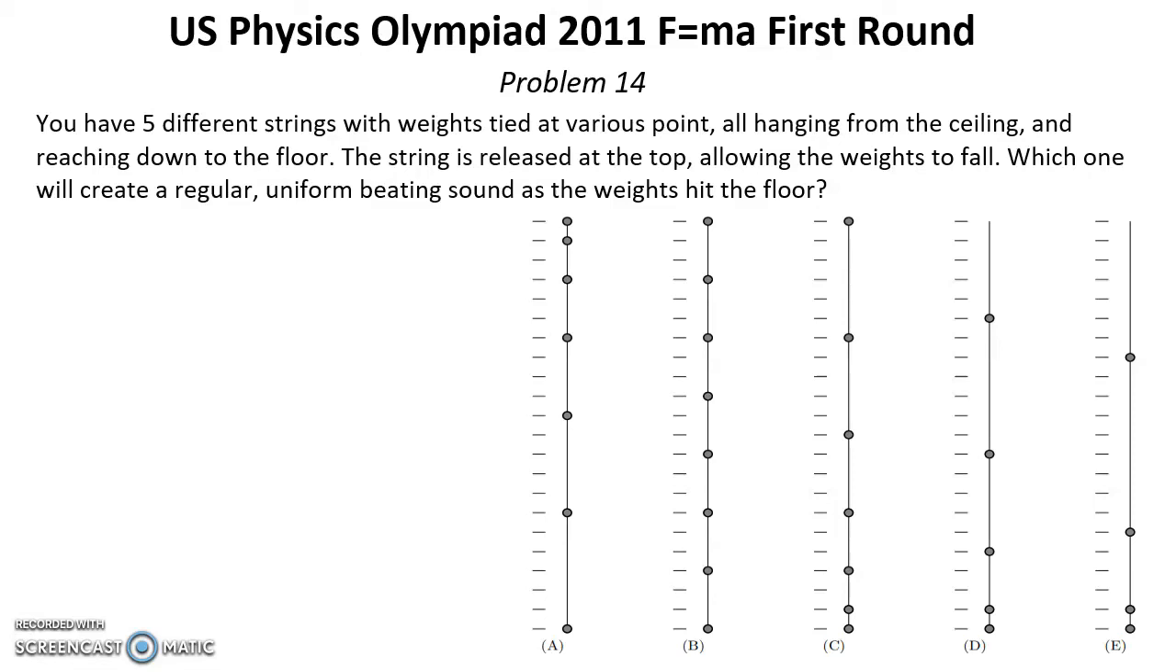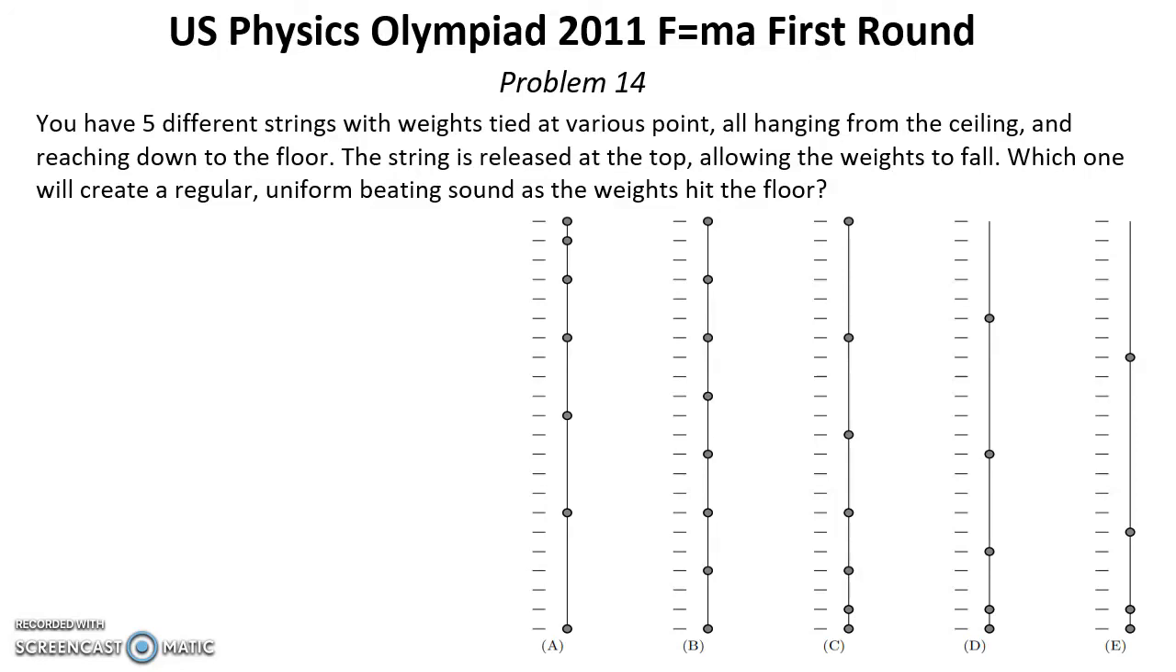You have 5 different strings with weights tied at various points, all hanging from the ceiling and reaching down to the floor. The string is released at the top, allowing the weights to fall. Which one will create a regular uniform beating sound as the weights hit the floor?